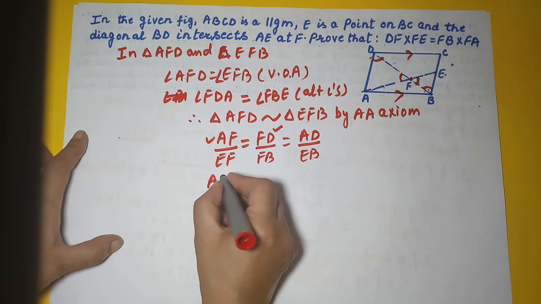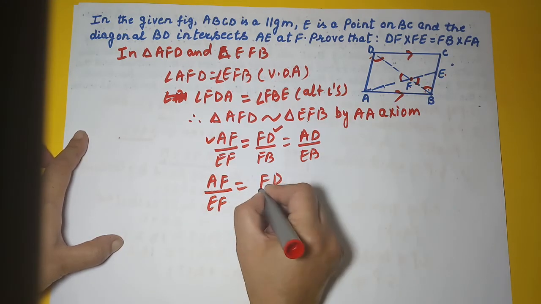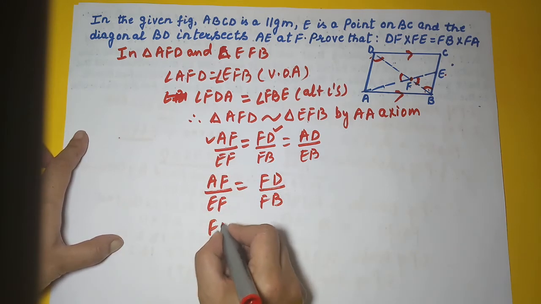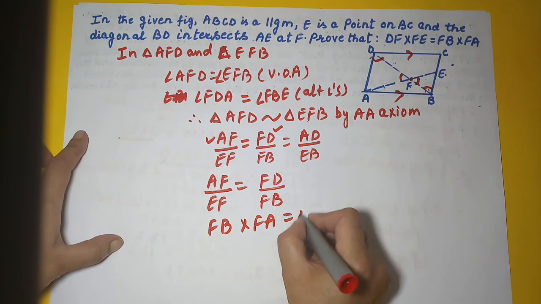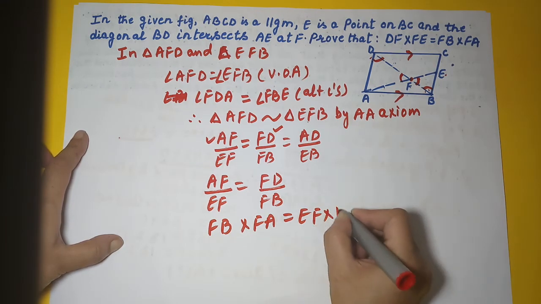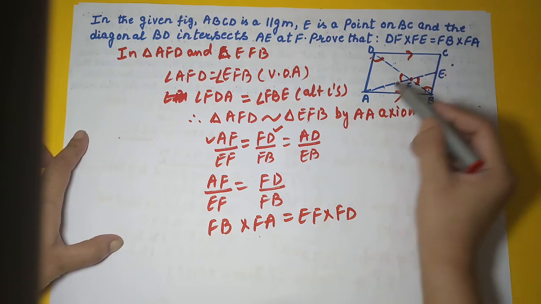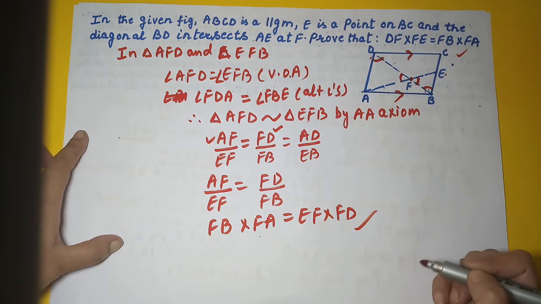So we will take AF upon EF is equal to FD upon FB. Now if I cross multiply, I will get FB into FA is equal to EF into FD. FB into FA is equal to EF into FD. That's what I had to prove. Right? Okay.